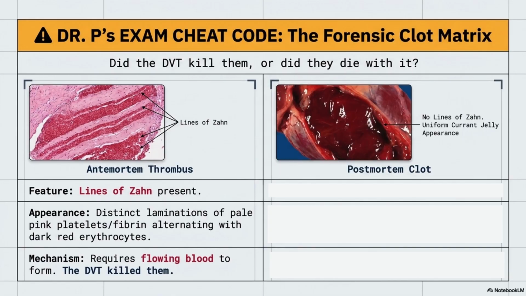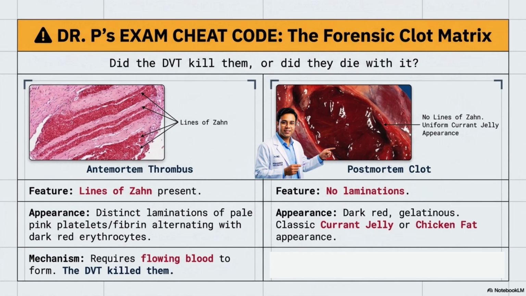Conversely, a post-mortem clot has the feature of no lines of Zahn. The appearance is dark red and gelatinous, characterized as a uniform classic currant jelly or chicken fat appearance. The mechanism here is that it formed in stagnant blood after death.